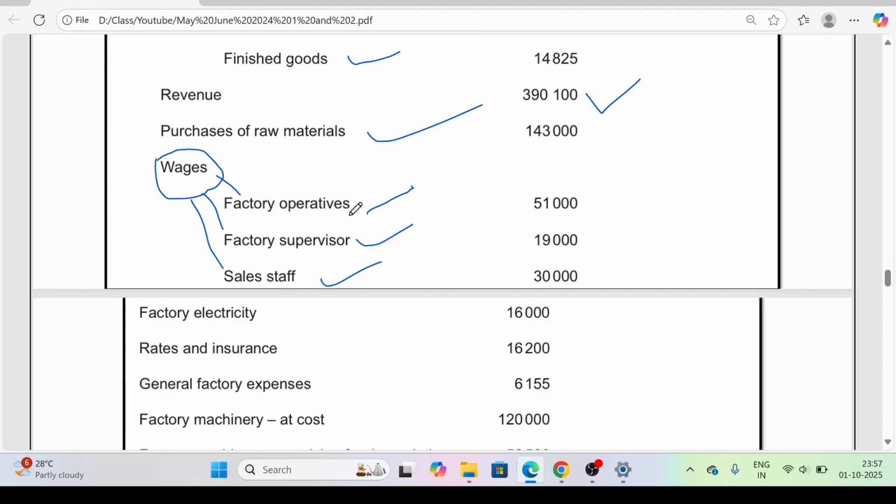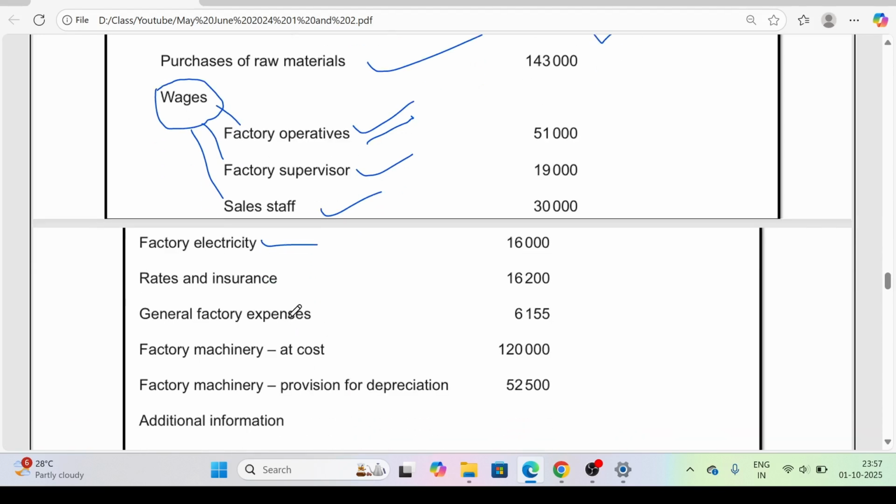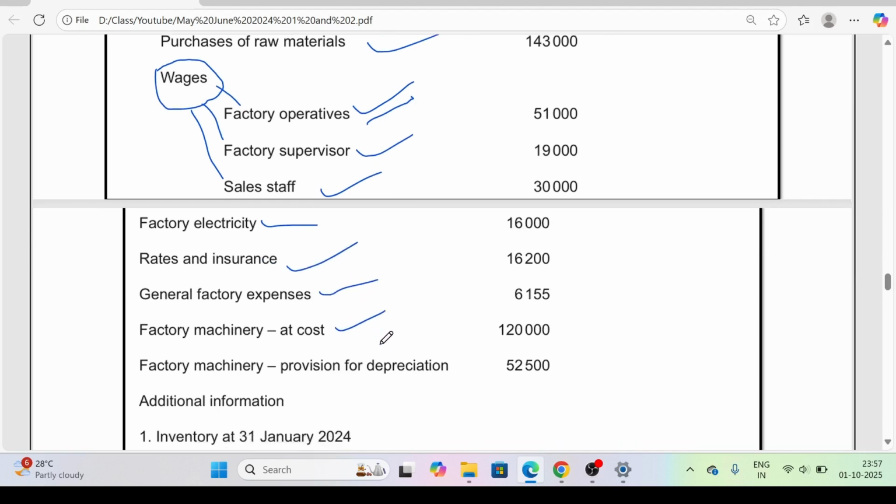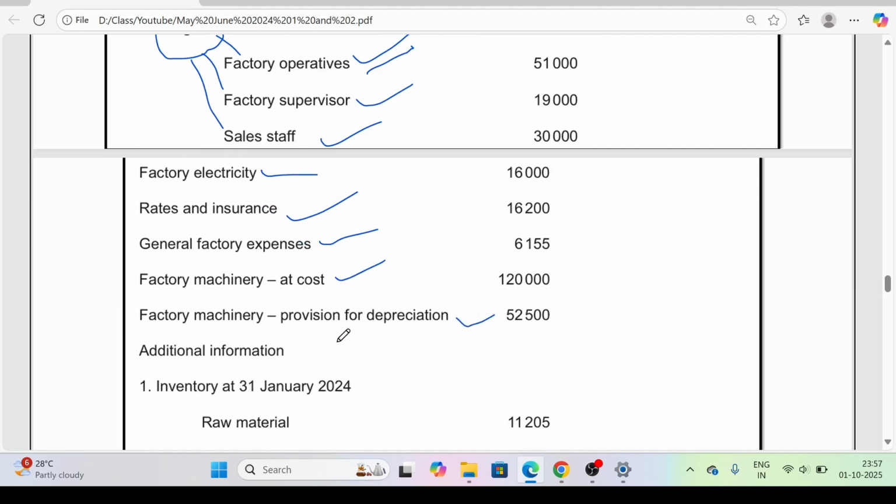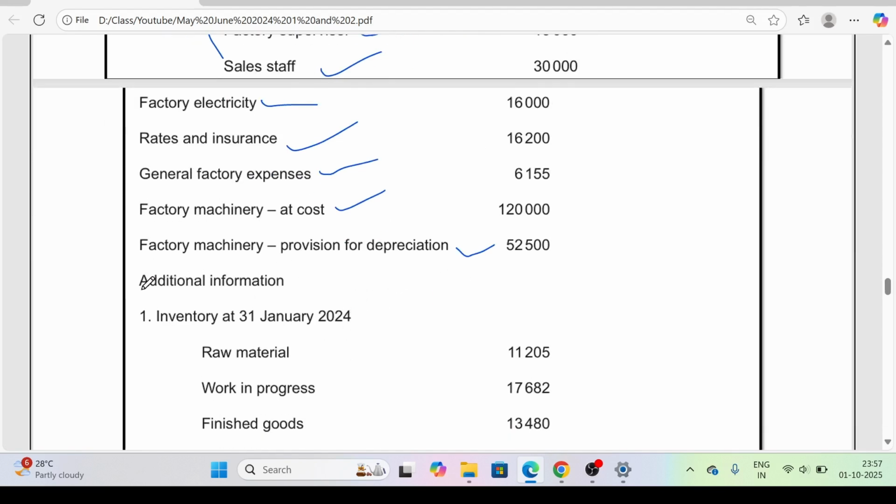So factory operatives means this is direct wages. Factory supervisor, this is indirect wages. Sales staff, we have to record in the income statement. Then factory electricity is given, rent and insurance is given, general factory expenses, factory machinery cost, and depreciation also is given. And additional information. Remember, before starting any financial statement question, first you have to do all the workings separately, then later you can start the question.